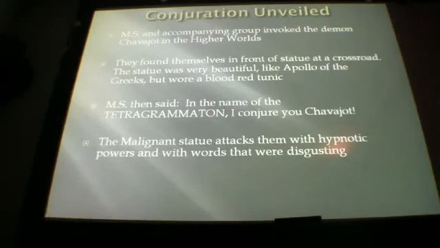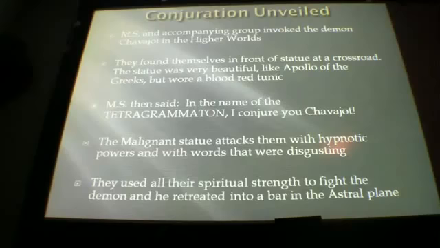So astrally, this is the way it's being interpreted. You can see how we can be hypnotically influenced by our negative sexual desires controlling our higher cognitive abilities. And through that you get the disgusting words and all that kind of stuff that comes along with being controlled by your sexual passions as opposed to having them under control. So it's good to interpret it that way also. They used all their spiritual strength to fight the demon, and he retreated into a bar in the astral plane. This is from one of Samael's books.